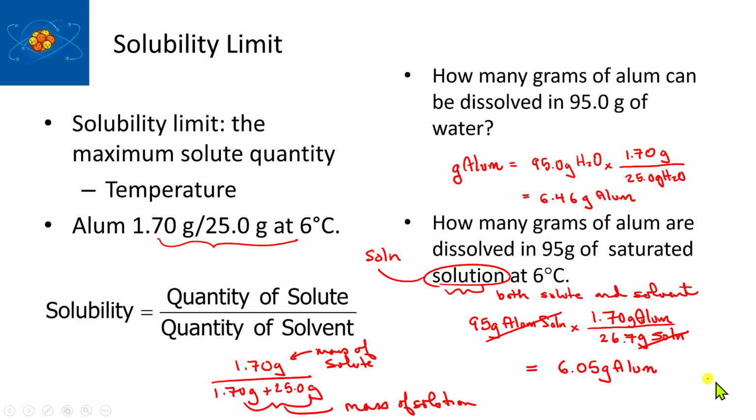So the thing to be careful of in these questions, again, is pay attention to whether what you're being given is in terms of solution, solvent, or solute, and then determine how you can find by unit cancellation the quantity that you're looking for.